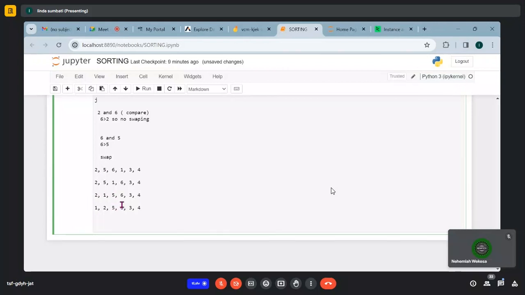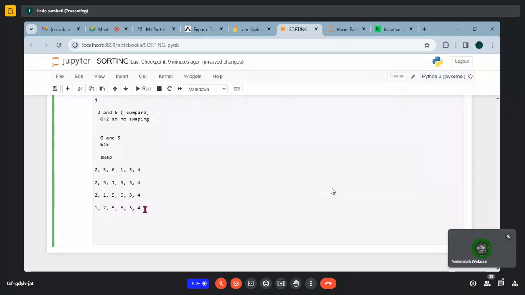Then 6, it will compare with 3. You see where it left off? Yeah, exactly. So it compares 6 to 3 and you realize 6 is greater than 3, so it will swap so that 3 comes here. Then it compares 3 to 5 and realizes 5 is greater than 3, so it will swap. Then it compares 3 and 2 and realizes 2 is less than 3, so it leaves it there because it believes 3 is at the right position. So it will be 1, 2, 3, then 5, then 6, then 4.